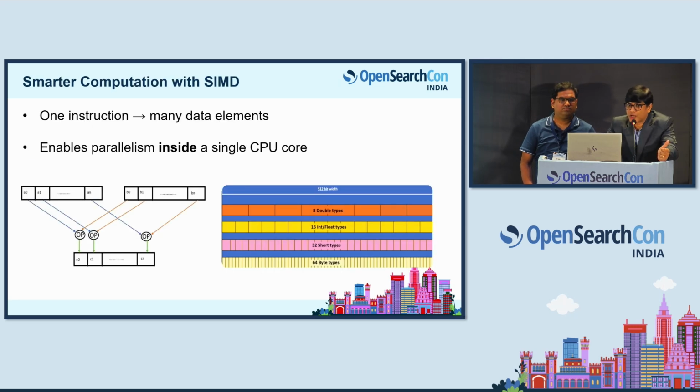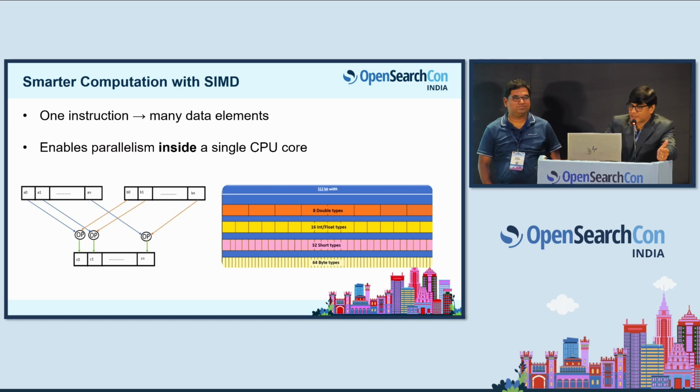Now we are going to talk about smarter computation with SIMD, some basic stuff about SIMD, and we are also going to touch base on the AVX part. So I'll hand it over to my colleague Abhijit to take us through this slide.